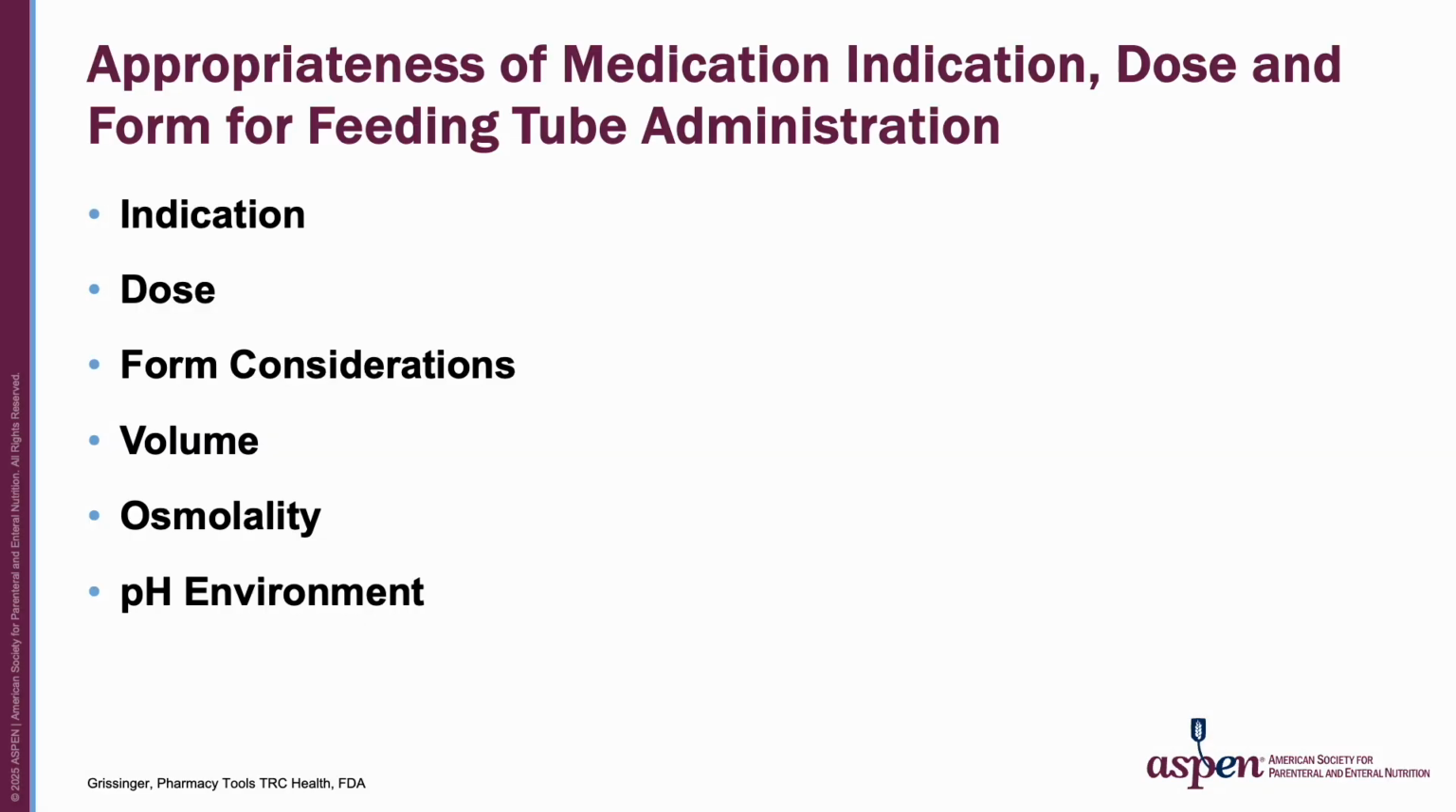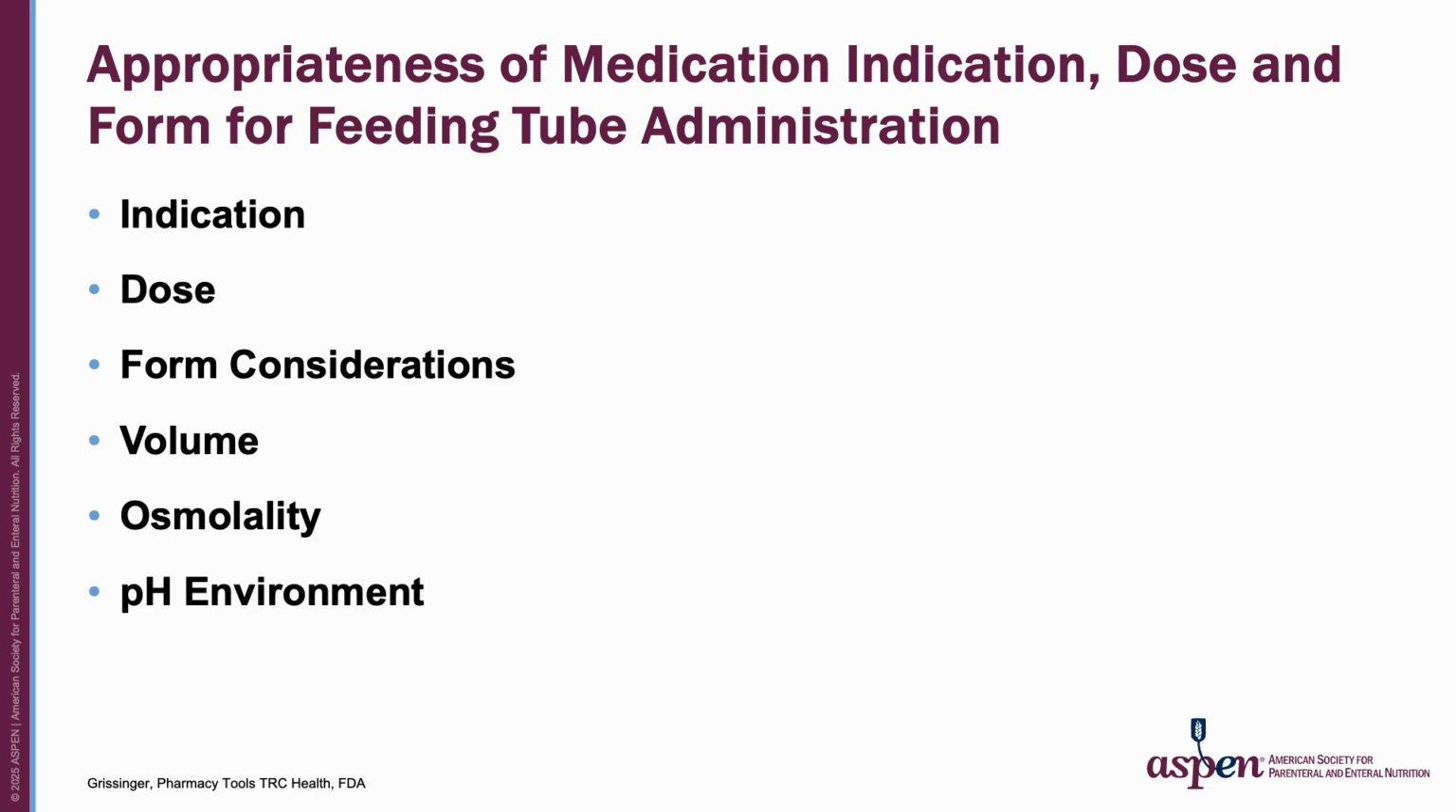Consider the following factors to determine the appropriateness of medication indication, dose, and form for feeding tube administration. First, indication. What is the purpose of the medication, and does it make sense for this patient? Dose. Is the dose appropriate for this patient based on the indication or indications, including age, weight, or other variables?